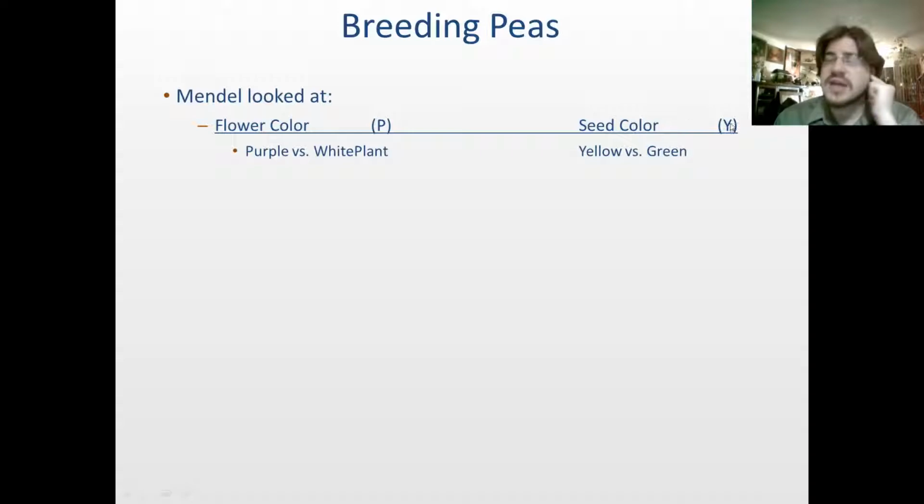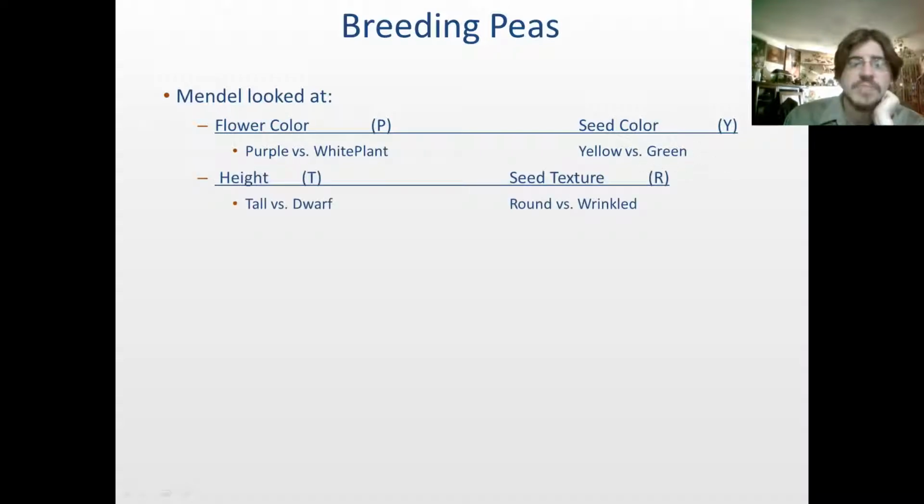And then seed color with the abbreviation Y. So yellow is the dominant trait, capital Y. Green is the recessive trait, lowercase y. Height, tall versus dwarf. Tall is dominant, capital T. Dwarf is recessive, lowercase t. And finally, seed texture. Round is dominant, capital R. Wrinkled is recessive, lowercase r.